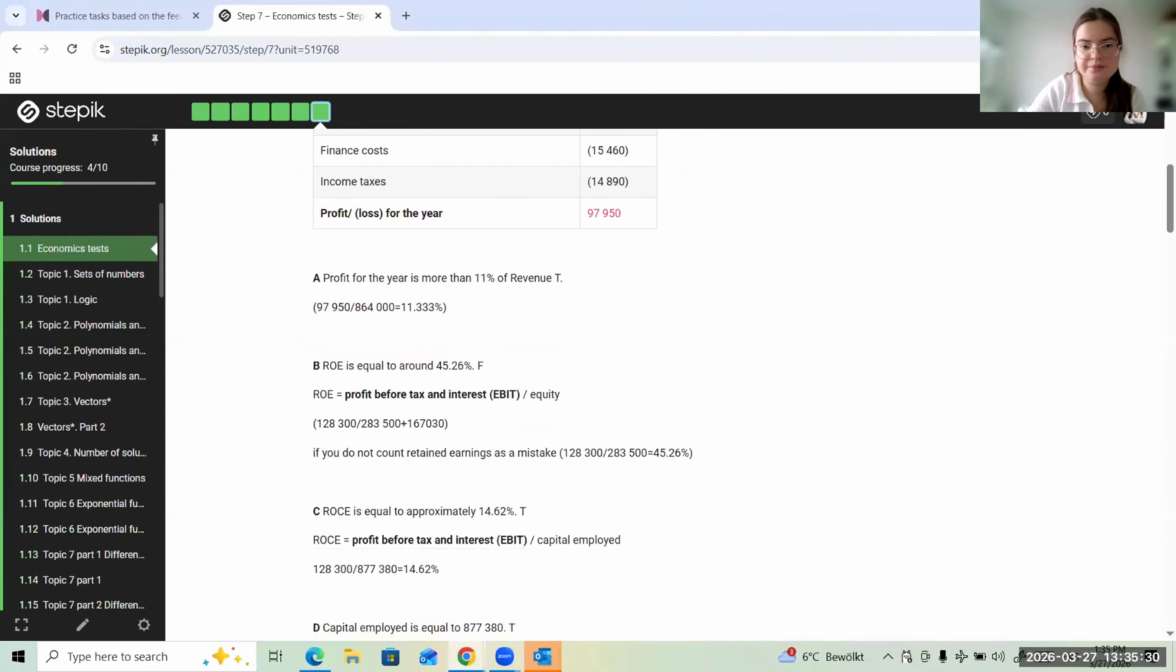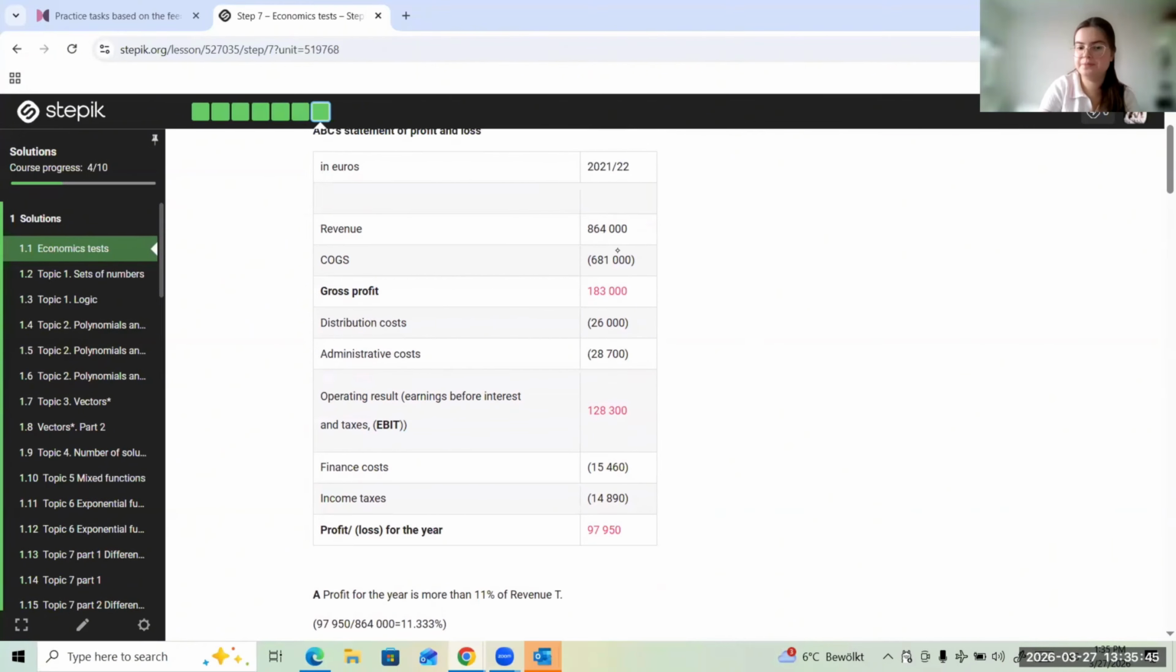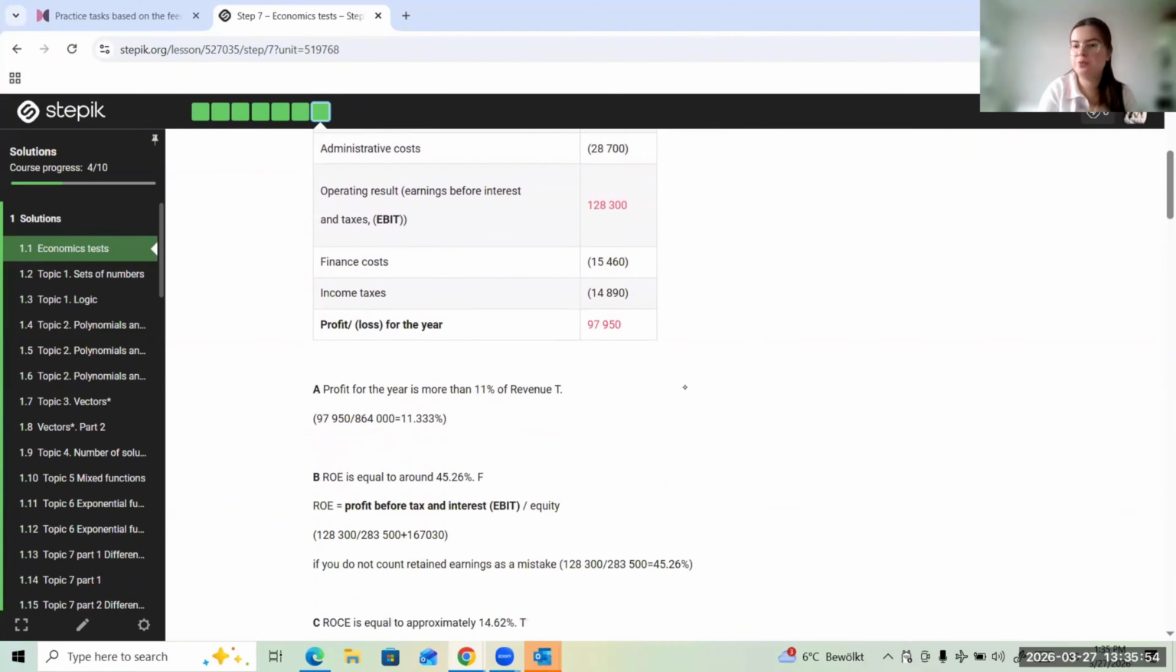And then here you have the statement that profit over the year is more than 11% of the revenue. Is it true or not? So you just take the profit that you got and you divide it by the revenue that you had at the very beginning of the financial statement. And you get slightly more than 11%, so that's true. And to argue whether it's a good percentage or not, you have to look at the companies within the industry and not at different companies from different industries, as I've mentioned before.